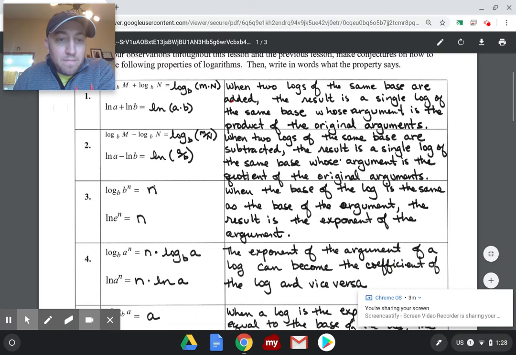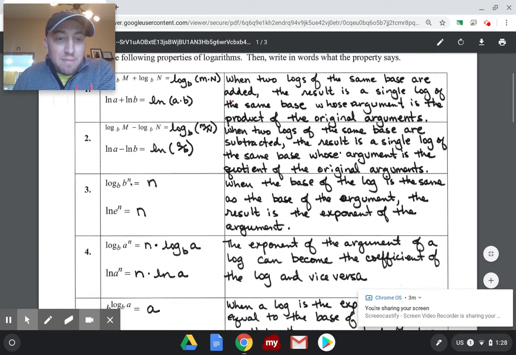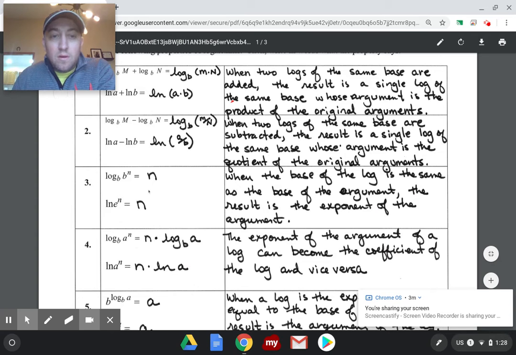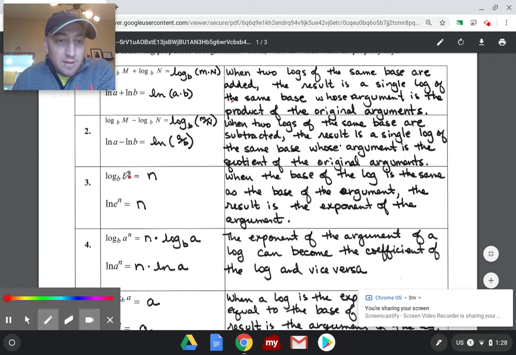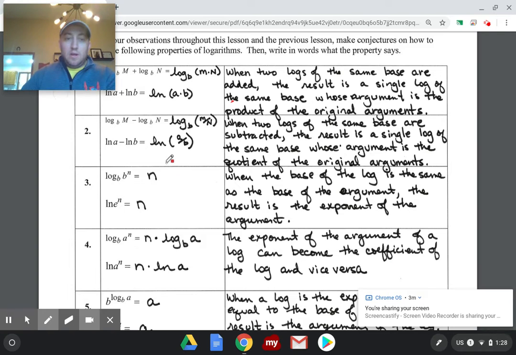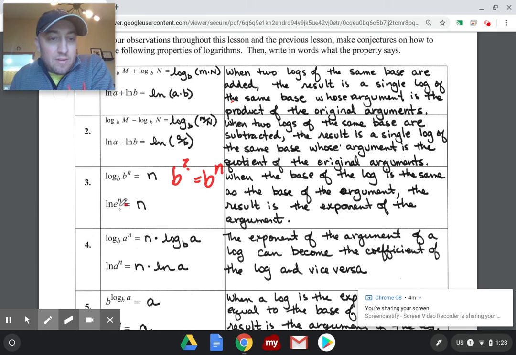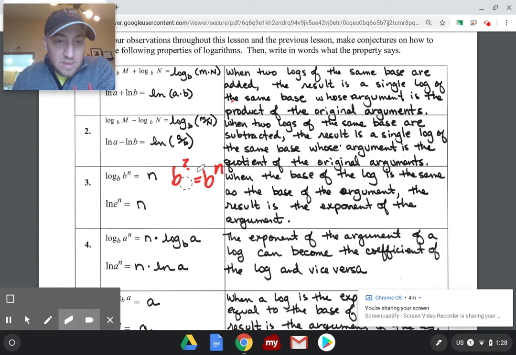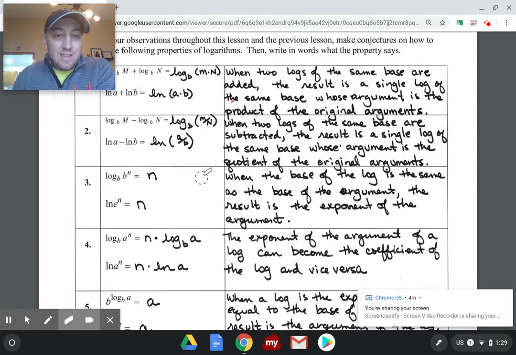Third property, log base b of b to the n power is equal to n, which makes sense because if you were to rewrite this, there's my base, b, and then it would have to be, to what power is equal to b to the n? Well, of course, it would have to equal n. And then right here, the natural log of e to the n power is equal to n as well. So when the base of the log is the same as the base of the argument, the result is the exponent of the argument.